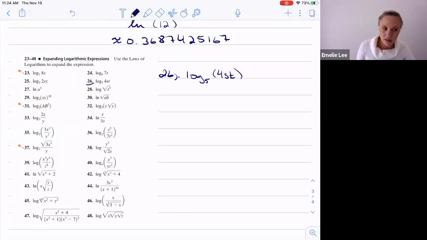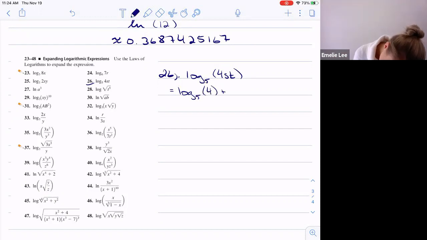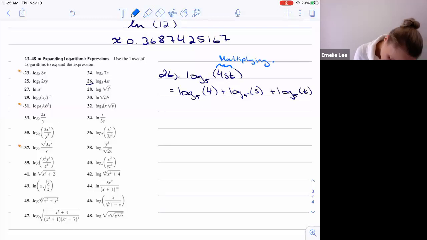So we've got the log base 5 of 4st. Well, that's going to be the log base 5, notice we have to keep the log base 5 for each of these, right? But we just get the log base 5 of 4 plus the log base 5 of s plus the log base 5 of t. And I'll just make a note here that we're multiplying. Okay.